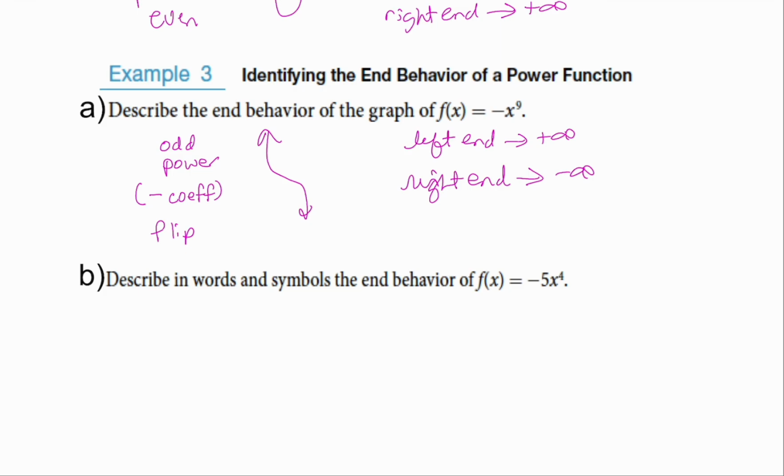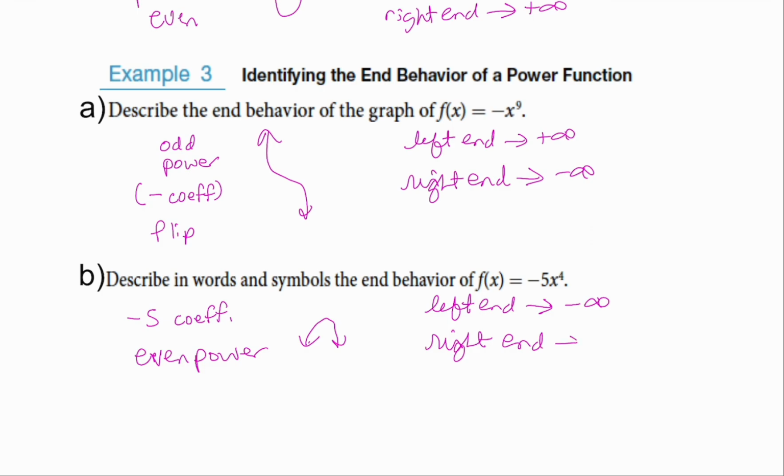Let's look at 3b. Now we have a negative front coefficient, but we have an even power. So the negative front coefficient is going to flip it upside down. It's going to act like a quadratic otherwise. So the left end goes to negative infinity. The right end goes to negative infinity. So when they say describe it in words and symbols, that's all I need. The left end is going to negative infinity. The right end is going to negative infinity.